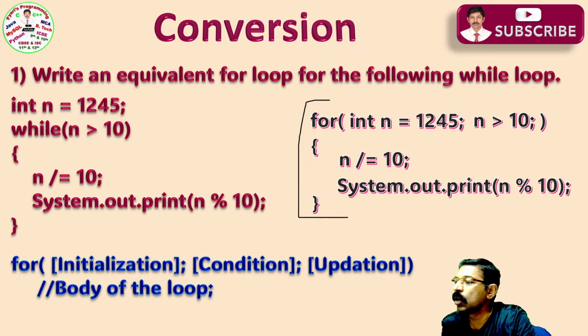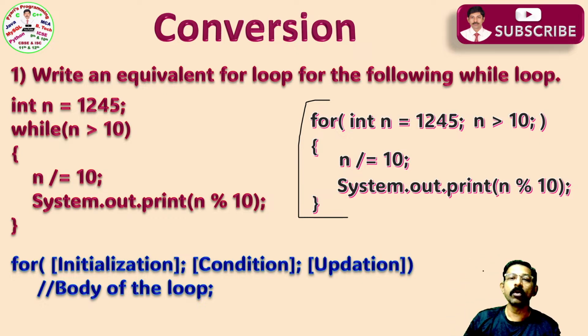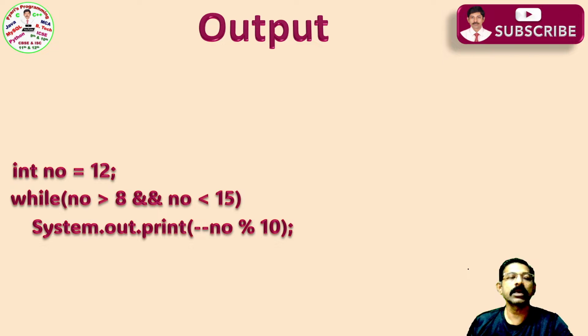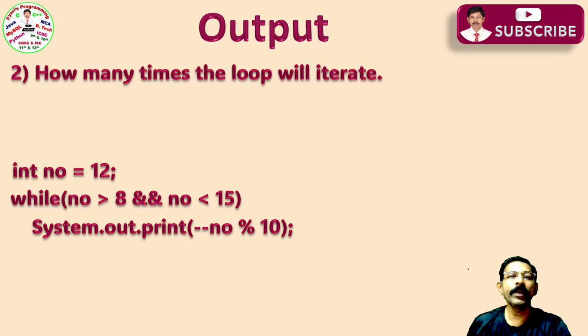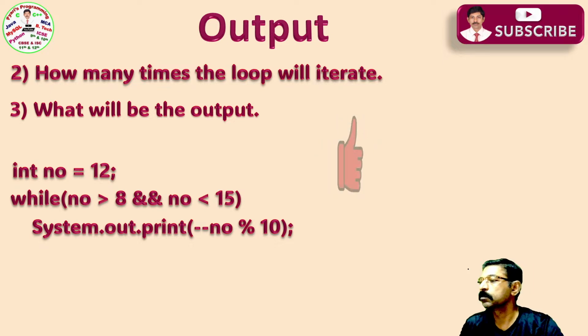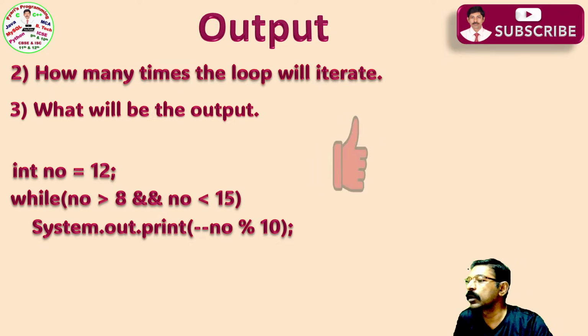A loop can execute only one statement and we need both statements, hence curly brackets are required. Okay. Next, it is asking about output. How many times will the loop iterate? Number one question. Number two, what will be the output? Yes, as a for loop can execute only one statement.